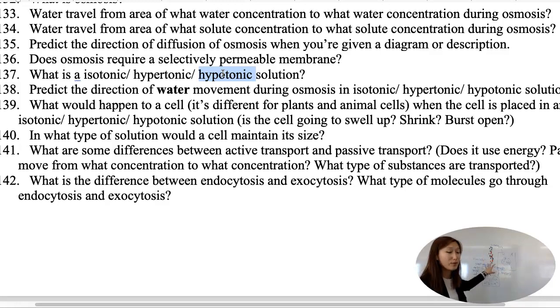Okay, so you need to be able to draw the dots. You need to be able to predict where water is going to move, and you need to understand what's going to happen to the cell.